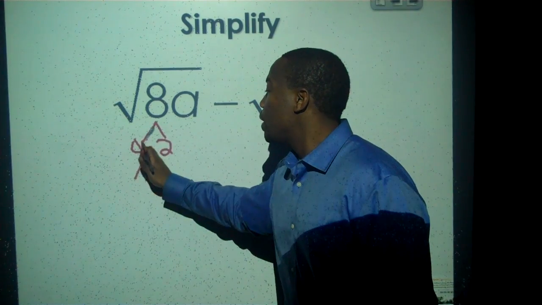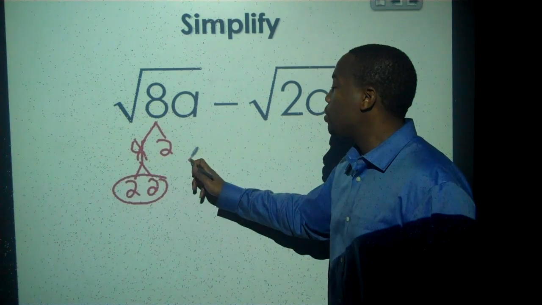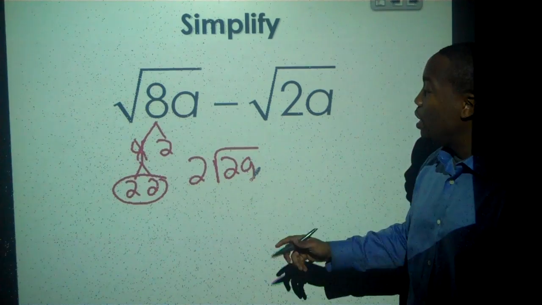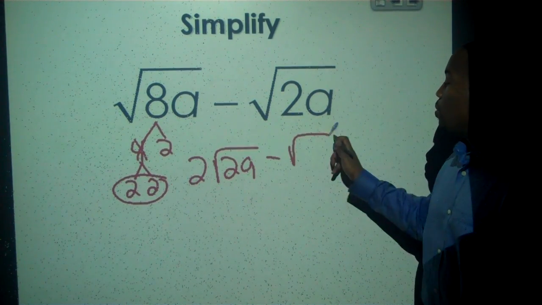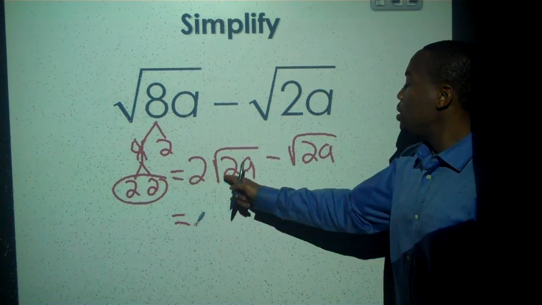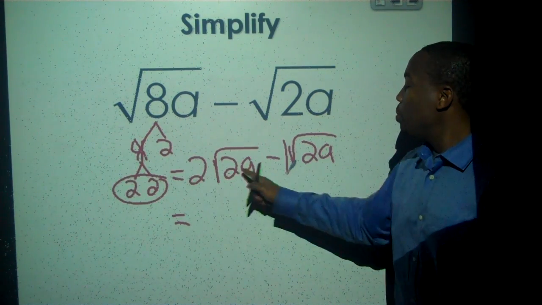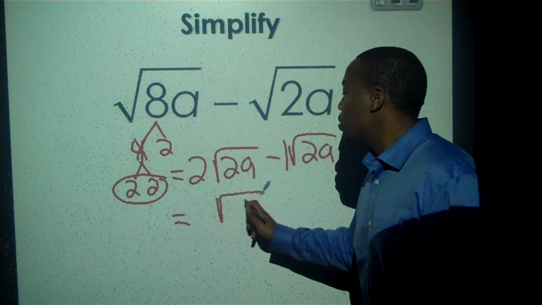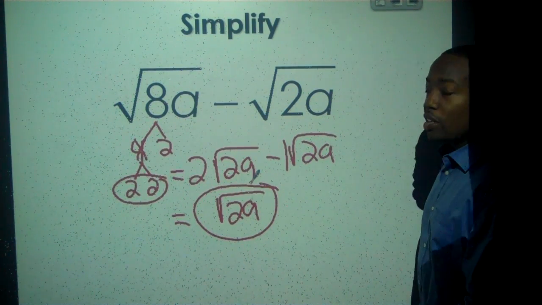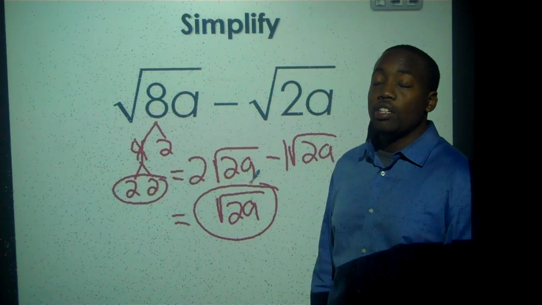And now the 2 and 2 cancel out, right? I have a group of 2 of those. So I really have 2 roots, 2a. See where I got the 2a from? Minus the square root of 2a. And when I subtract those, this has an understood what? Understood 1. 2 minus 1 just gives me 1, so really it's just root 2a. There's my answer.